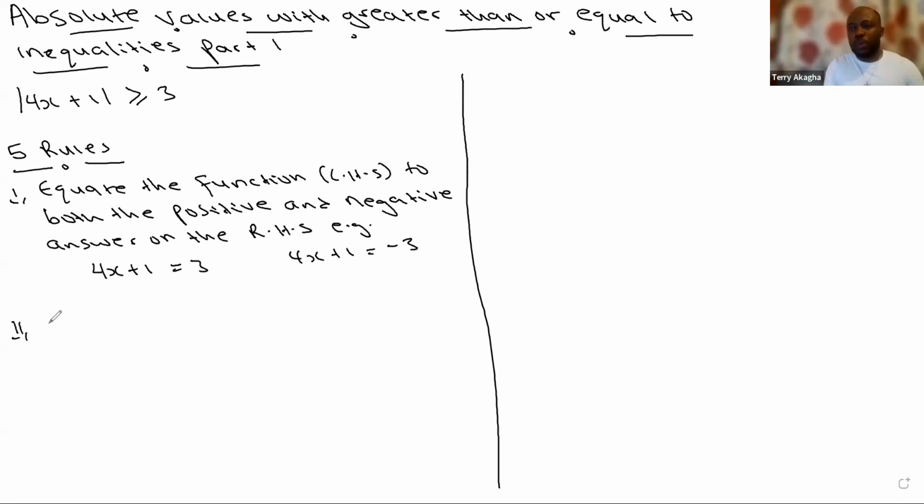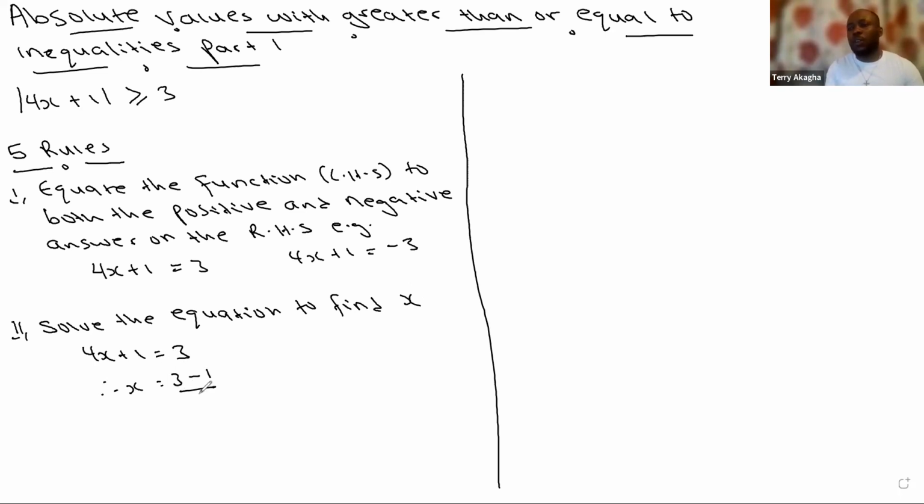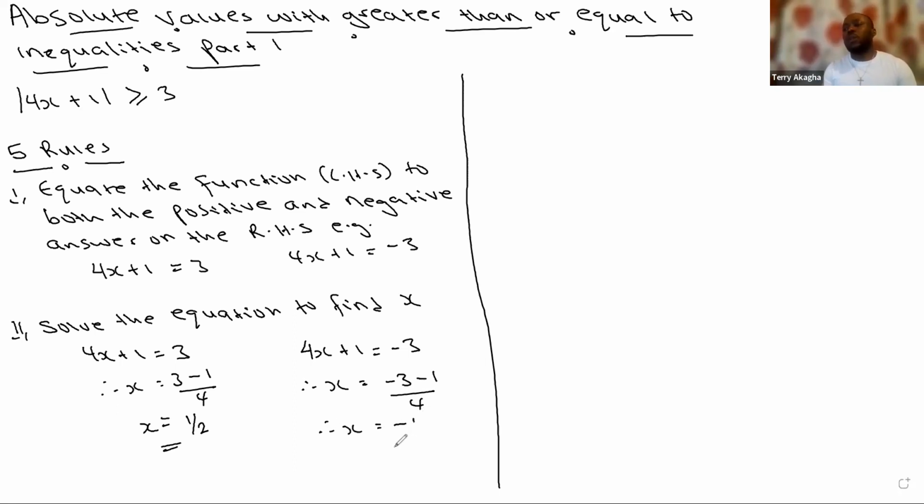So step 2 is you solve the equation to find x. All right, so let's solve the equation. We have 4x plus 1 is equal to 3. Therefore, x is going to be 3 minus 1 divided by 4, and that will give us 1 over 2. So x is equal to 1 over 2. And if you do the second one, 4x plus 1 is equal to minus 3. Therefore, x is going to be minus 3 minus 1 divided by 4. Therefore, x is going to be minus 1.